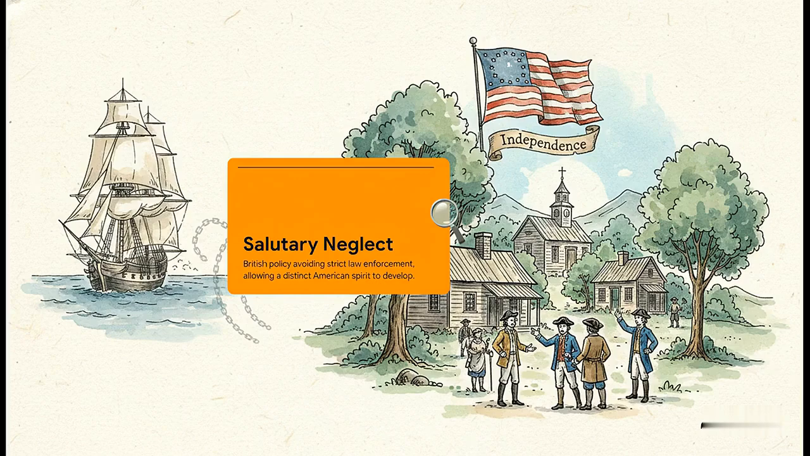Because the colonies were largely just left alone to manage their own local affairs, they naturally began to foster this deeply ingrained, distinct American spirit. And with that came a fierce sense of independence. I mean, they were getting very used to governing themselves.